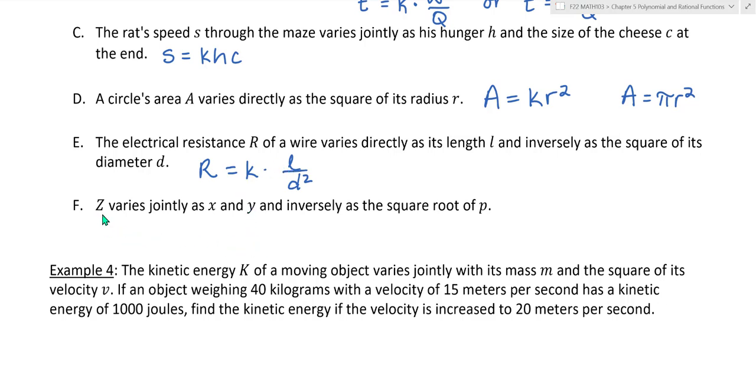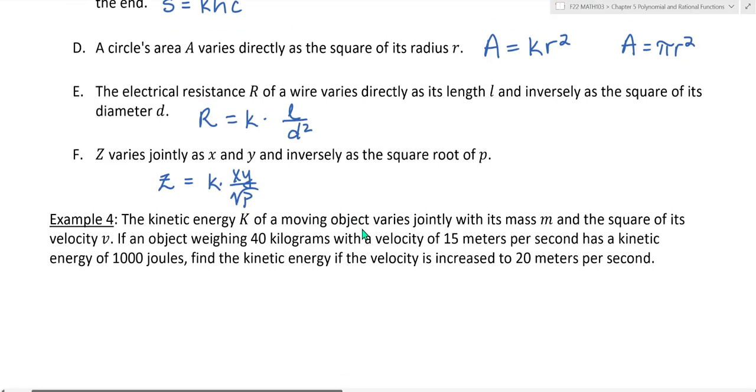Okay, last one. Capital Z varies jointly as X and Y and inversely as the square root of P. So capital Z equals K, and then X and Y. Jointly is just another way to say directly, right? We like to have multiple ways to say things in math. And then square root of P is inversely, so that goes in the bottom. Okay, last example.